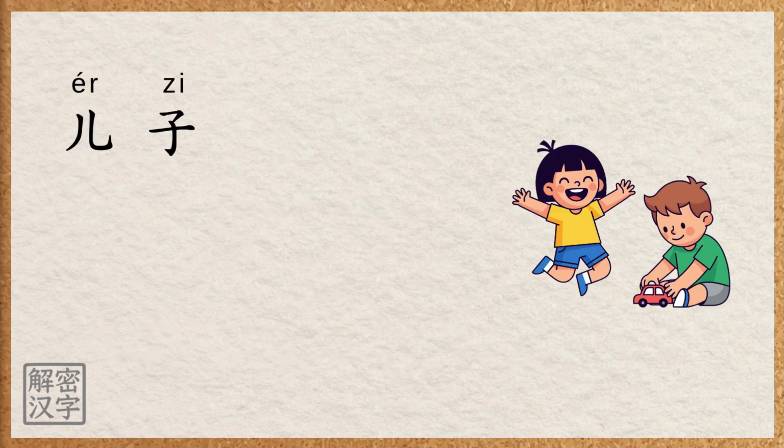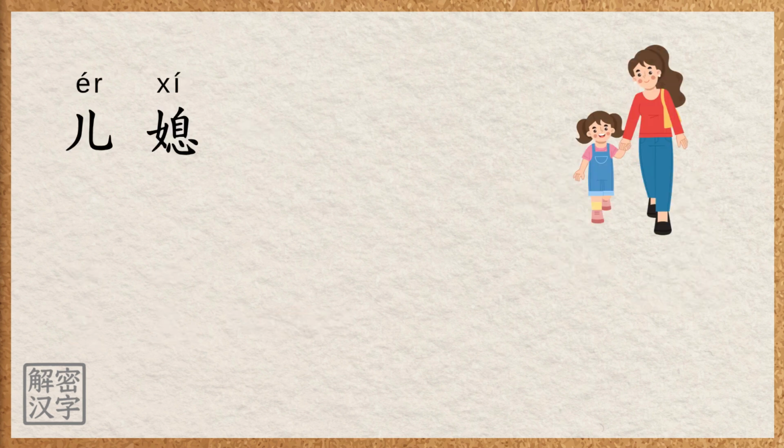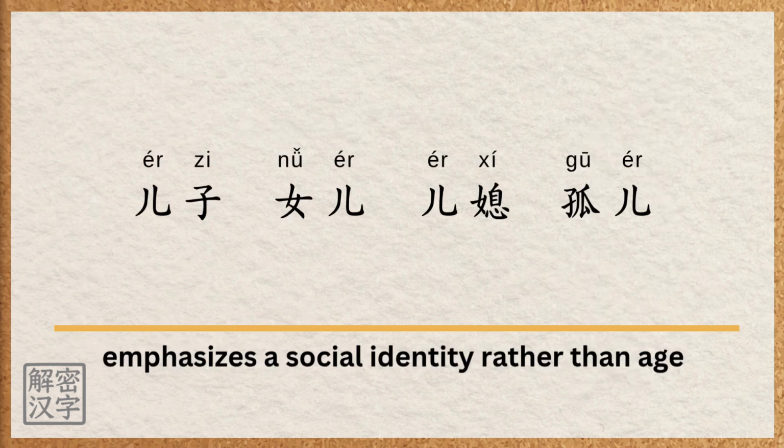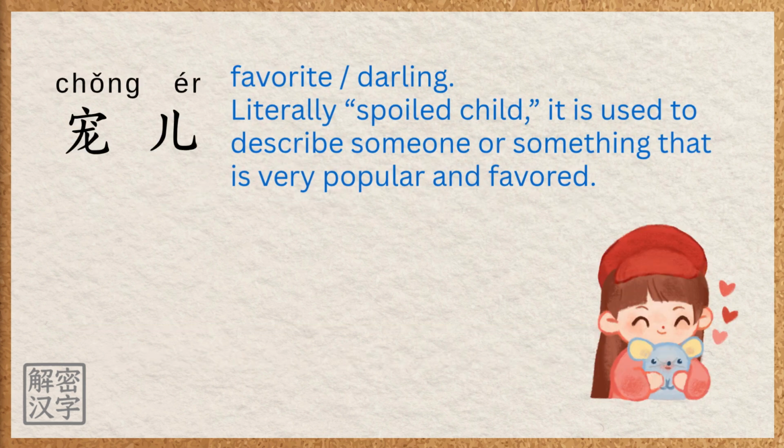儿子 means son. 女儿 means daughter. 儿媳 means daughter-in-law. 孤儿 means orphan. Here, 儿 emphasizes a social identity rather than age. 宠儿 means favorite, darling. Literally, spoiled child. It is used to describe someone or something that is very popular and favored.